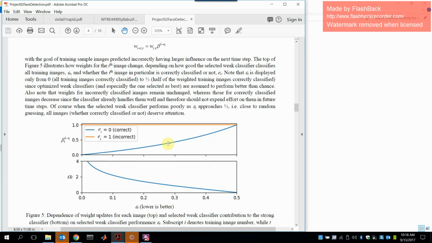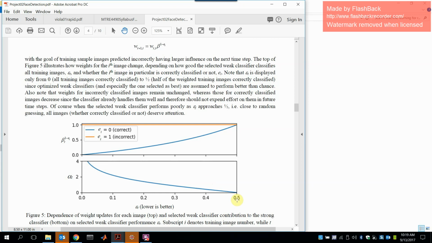Whatever you got wrong, you emphasize. That's all these equations are telling us. So the top figure here is saying how much the weights get changed for the next iteration. The bottom figure is, okay, this guy got selected. How strong of a vote should we give him? And if he only got half of them right and half of them not right in a weighted sense, he should have no vote. He's no better than chance. So he gets a 0 weight for his alpha.